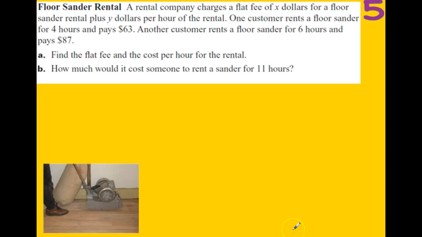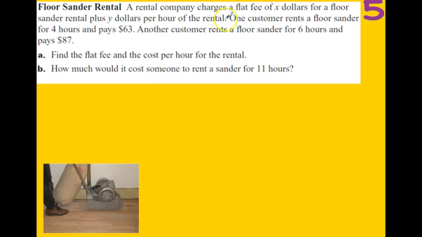All right, flip over to the next page. We have one word problem today, and this is it. It says you are renting a floor sander rental, and this is a floor sander. It's used to sand the floors to make them smooth. So like in our gym, they sand the floors and then reseal it every summer. So you have a nice gym surface to play basketball and other sports on.